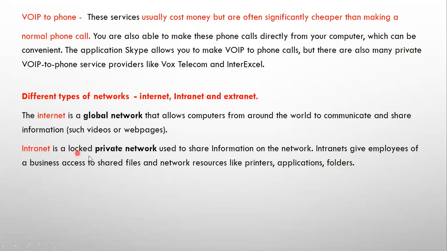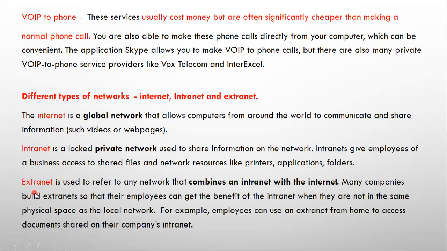That's your private network run by a company, your intranet. Then we have an extranet, which refers to any network that combines an intranet with an internet. Many companies build extranets so that employees can get the benefit of the company's intranet when they're not in the same physical space as a local network. So, for example, employees can use an extranet from home to access documents shared on the company's intranet.